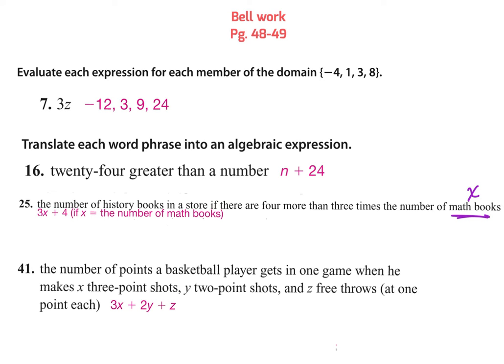When we do this, it says 4 more than 3 times. You could have actually said 4 plus 3 times the number of math books, or like they did it, 3 times x plus 4. If I take the math books, multiply by 3, and add 4, I would get how many history books I had. That's what they were looking for.